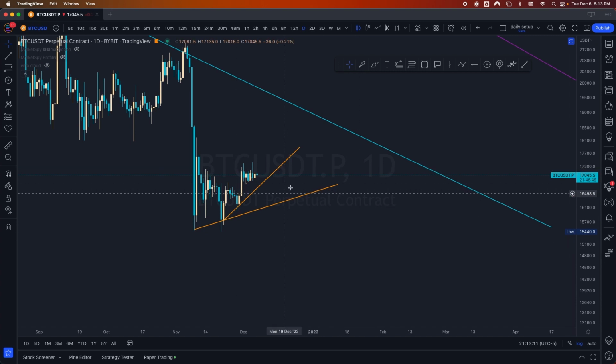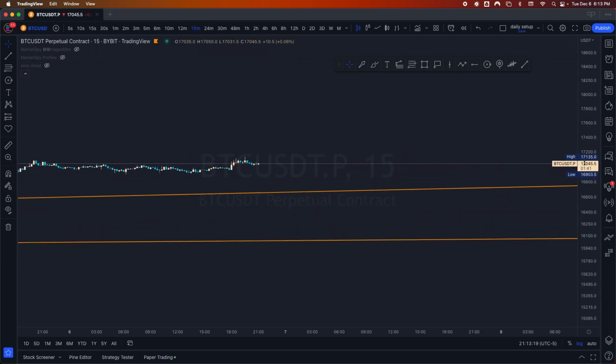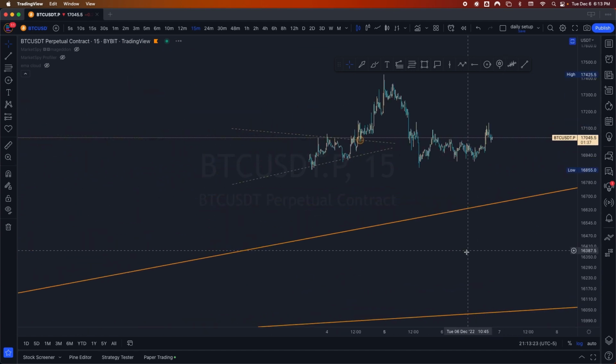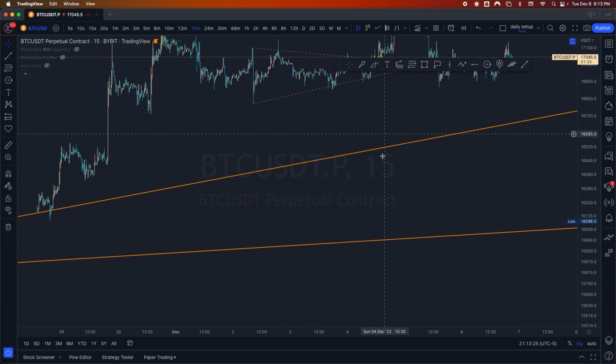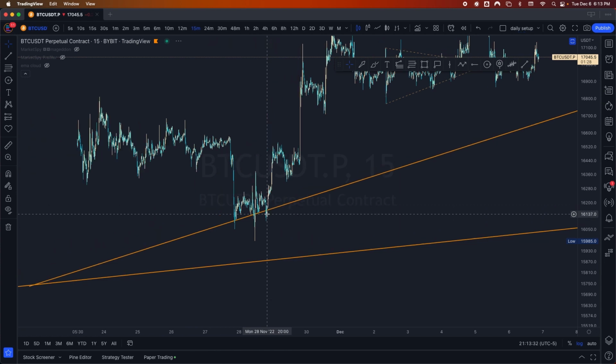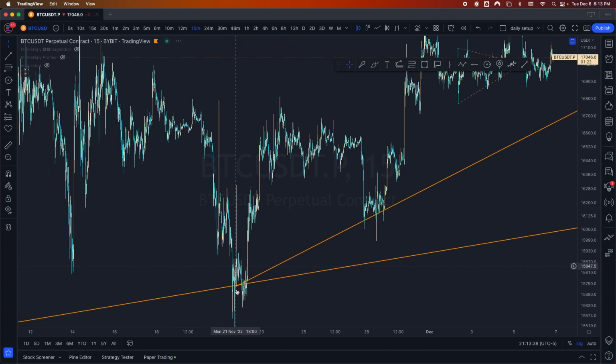All right, so yeah, that's what I like. So now we have our monthly, weekly, daily, and now we're coming to our intraday time frames. And notice that once we get to those intraday time frames, we see these trend lines actually doing something on these intraday time frames.